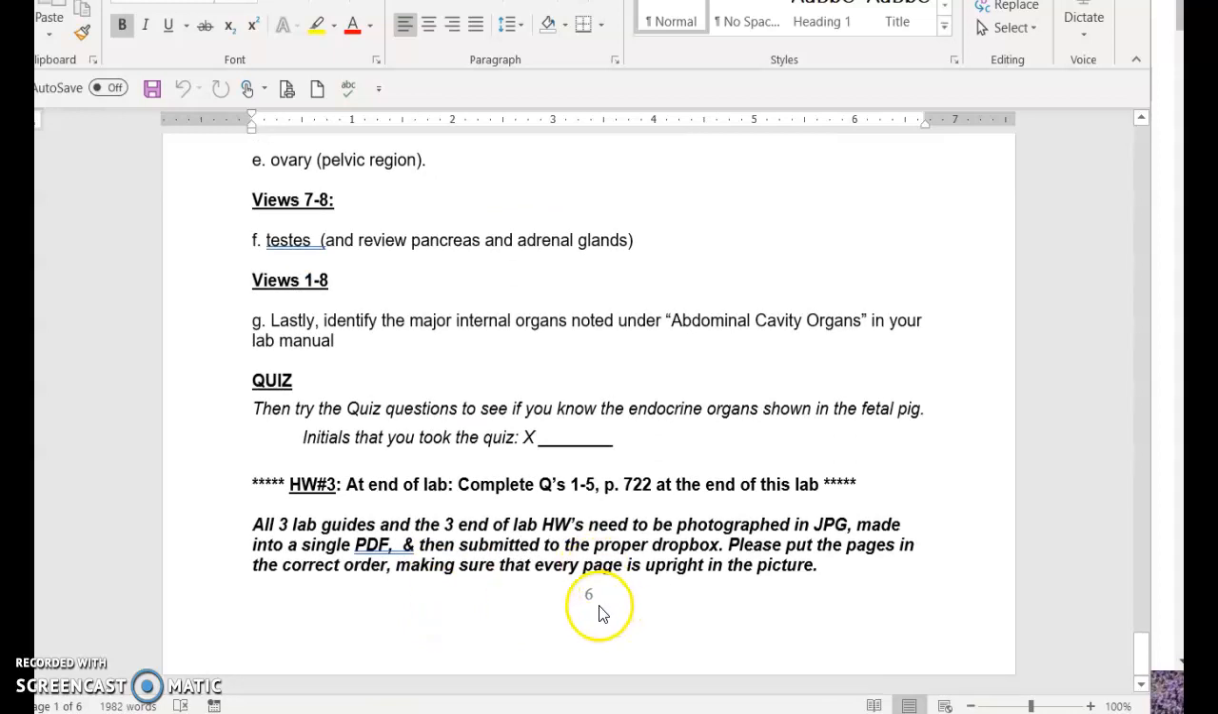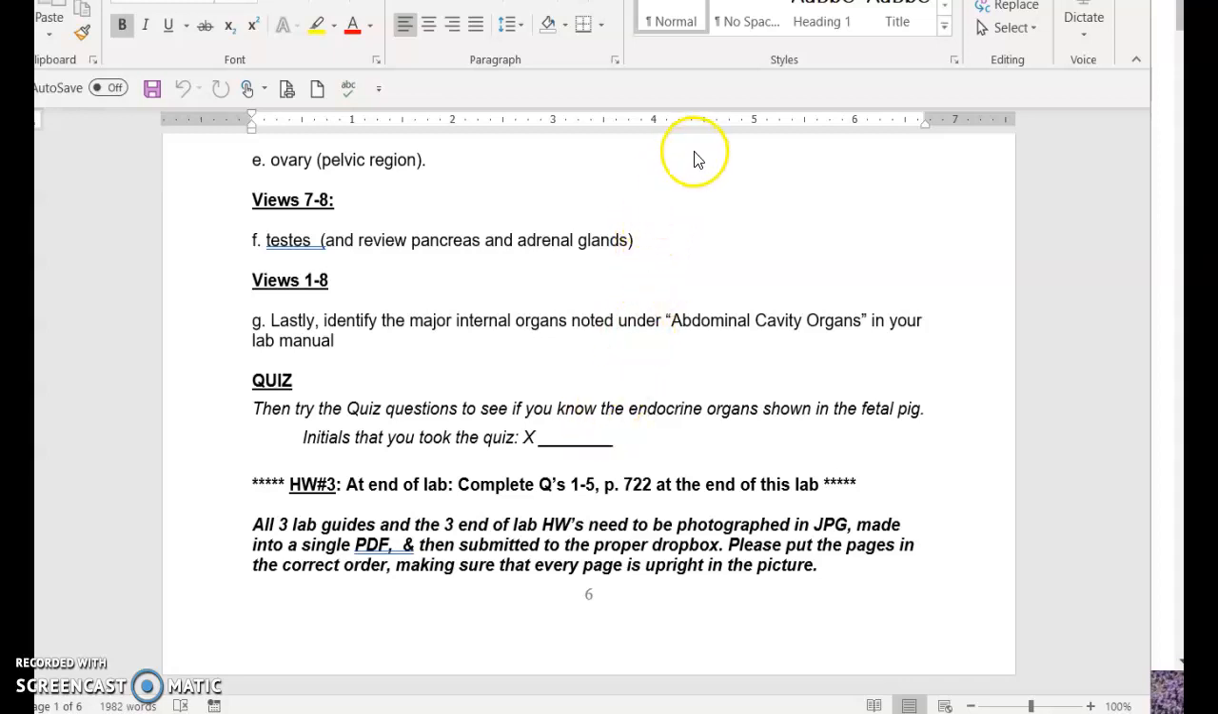Now, when you're done, there are 6 pages of lab guide, but then you're also going to show me that you did the questions for lab 27. I think there are at least 4 pages for that. The one for the PhysioEx lab, I think there are 2 pages for that. And then the 1 page 722 for this lab. So you'll end up with quite a document, but if you take pictures in order and make it into one PDF, it should be fairly clear.